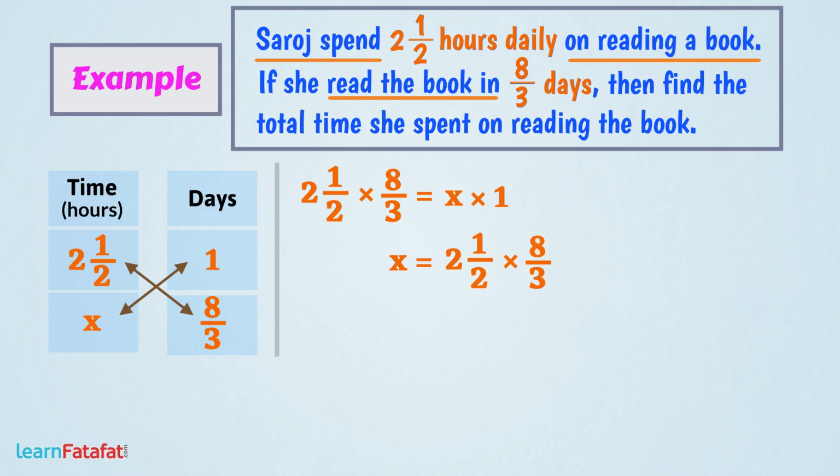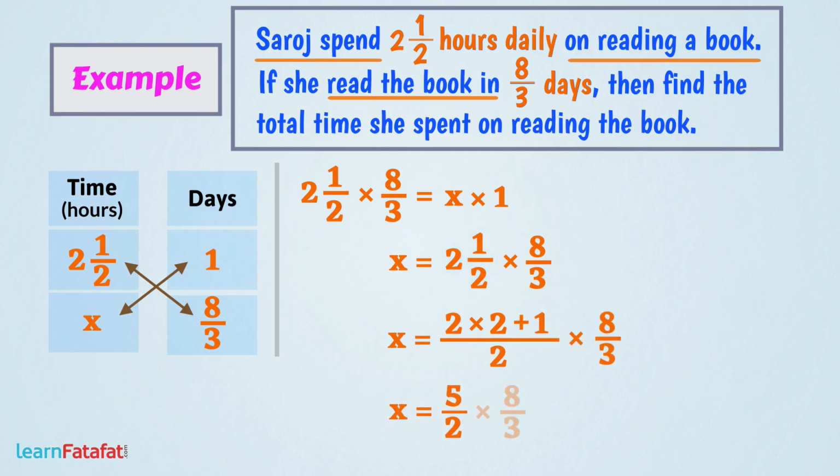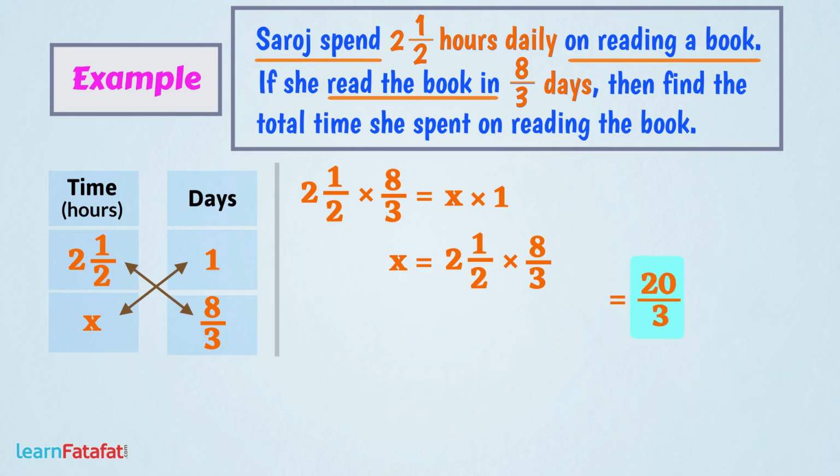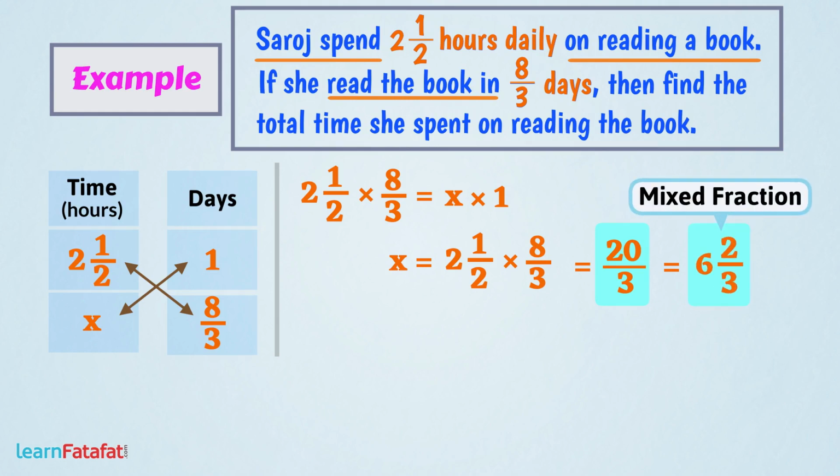2.5 into 8/3. This multiplication can be solved by converting the mixed number 2.5 into a rational number as 2 plus 1 by 2, which is 5/2. After that, we find the product of numerator 5 with the numerator 8 and the product of denominator 2 with the denominator 3. It gives the result 40/6. By simplifying this fraction, we get 20/3 as the answer. It can be converted to the mixed fraction 6 and 2/3, that is 6 hours plus 2/3 hours.